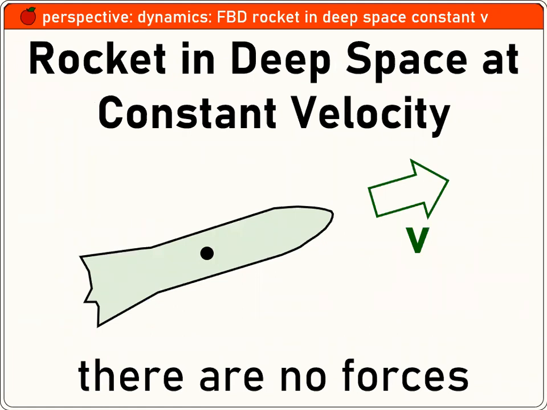For example, right there. Rocket in deep space at constant velocity. You guys remember I gave you a bunch of scenarios and said in your notes draw force vectors. You're looking at the answer right there. There are no forces on that rocket. Why is it in motion? Because of inertia.